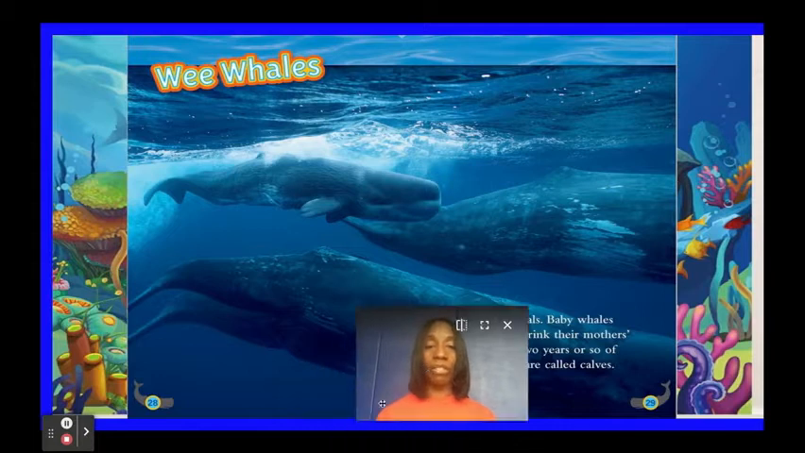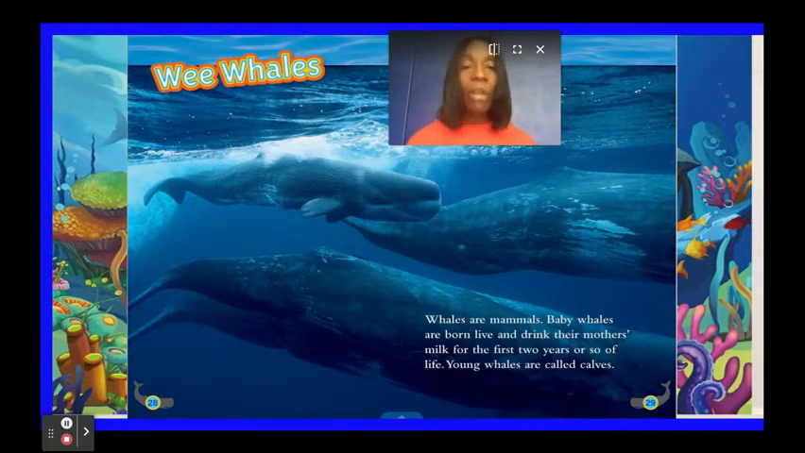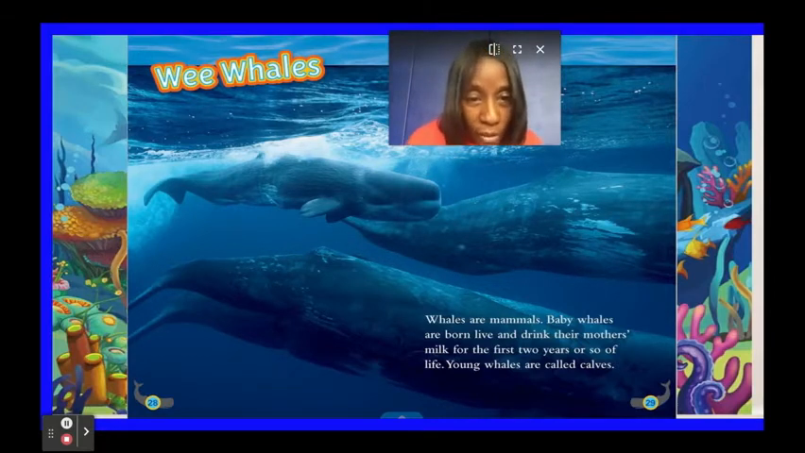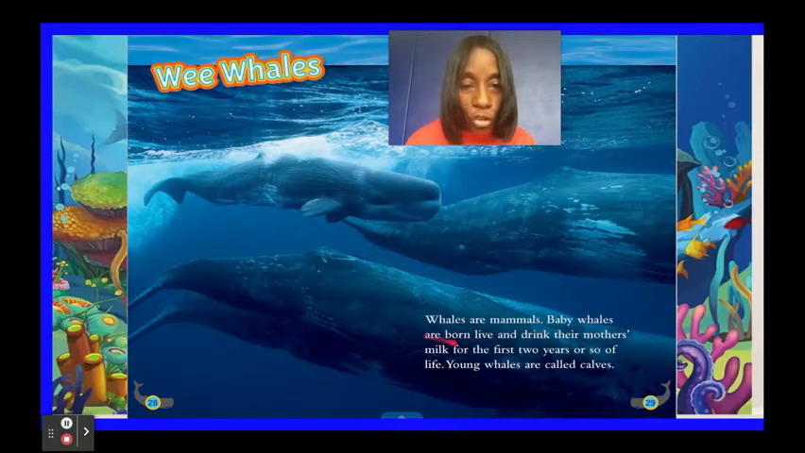Wee whales. Whales are mammals. We learned that whales are mammals, and baby whales are born live and drink their mom's milk for the first 2 years or so. Let me read that again, scholars. Whales are mammals. Baby whales are born live and drink their mother's milk for the first 2 years or so of life. Young whales are called calves.